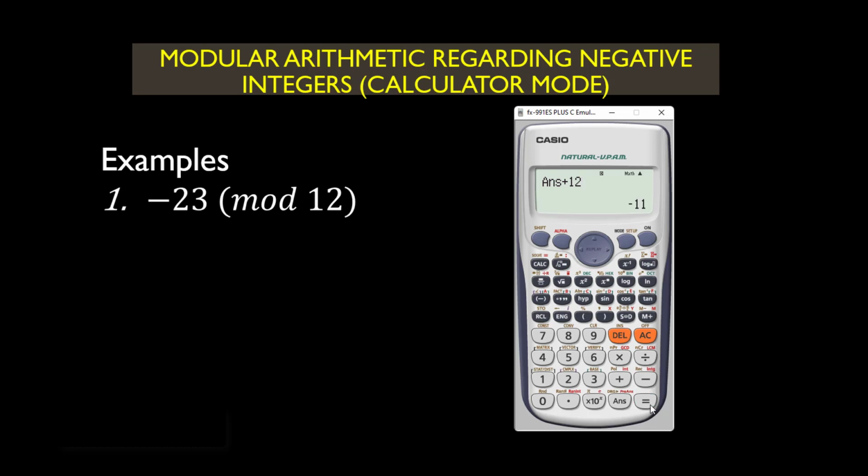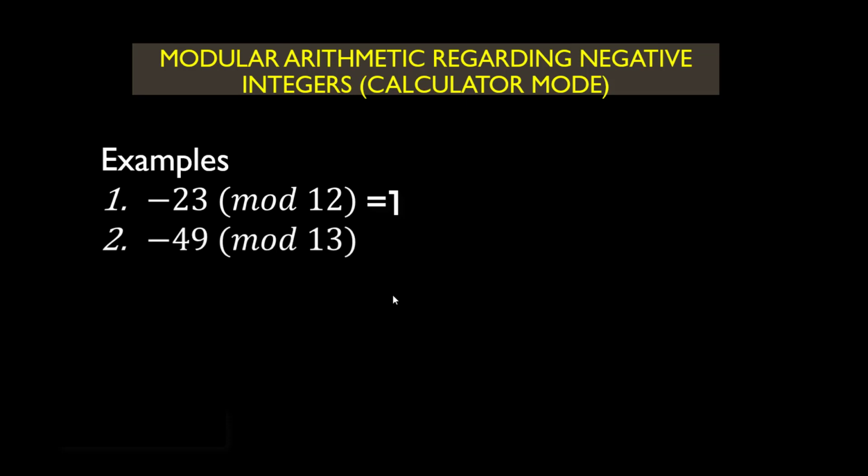So you press this. What do you have? Negative 11, that is not positive, and again, and now what do you have? 1. So it simply means that negative 23 in mode 12 is simply equal to 1. Let's move to the second example. So we have negative 49 in mode 13.